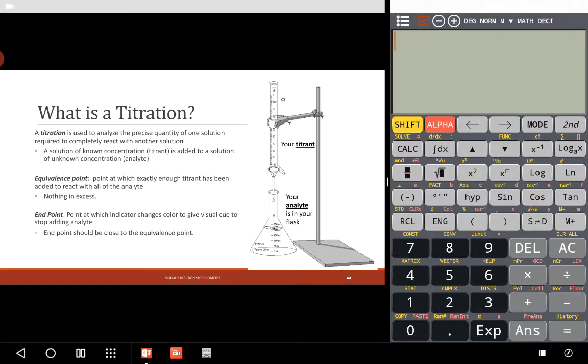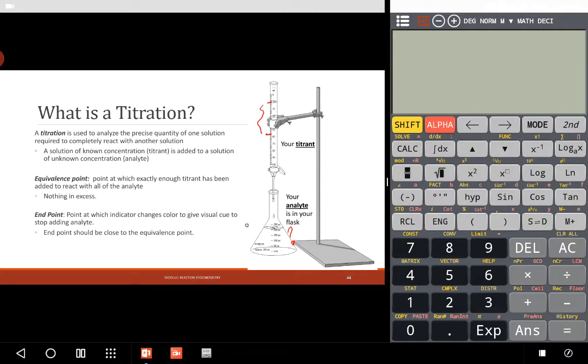Your titrant here would be in a burette, and the burette would contain a solution that you know the concentration of. You will record the initial volume and then the final volume in order to figure out how much you added. Then you'll be able to calculate the number of moles you've added to your analyte. Your analyte is what you're analyzing. You do not know its concentration.